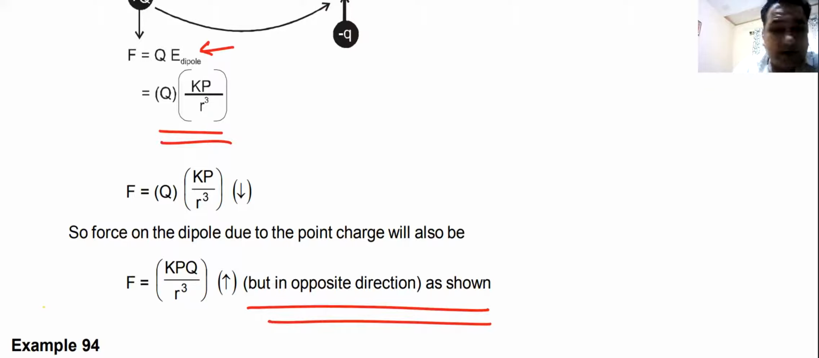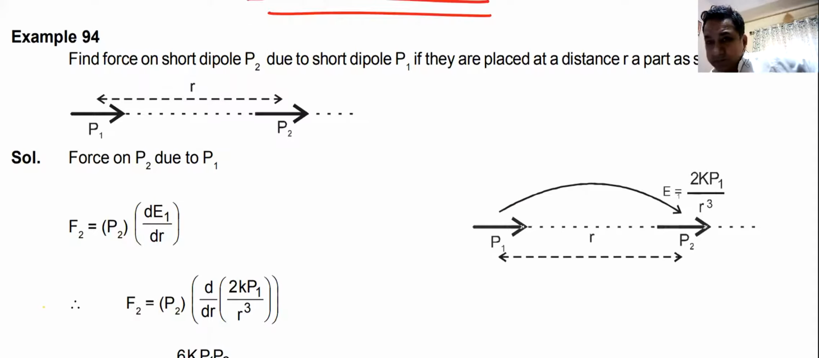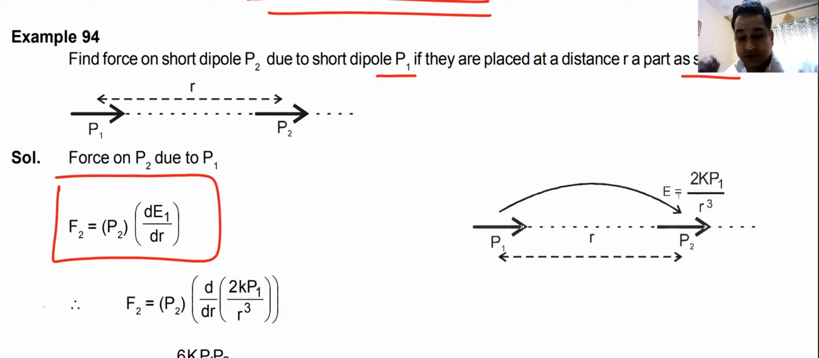Now, in rare circumstances, you might have a question where there are two dipoles. Force on dipole P2 due to short dipole P1. They are placed at a distance r apart. So what do you do? You find the force on the second dipole, you multiply the dipole moment of the second one by the derivative of electric field with respect to r.